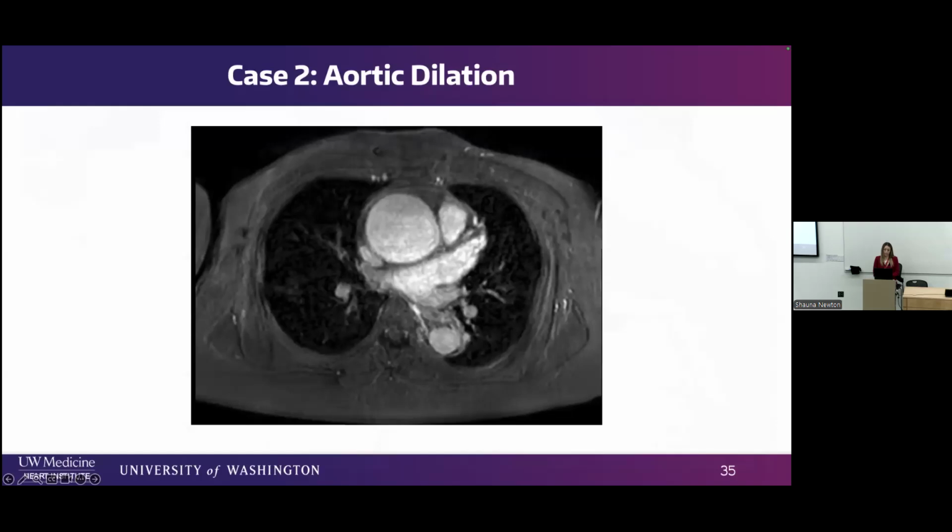An MRA is also performed, again to look for evidence of inflammation and to measure her aortic dimensions. Now it's been a little over 8 months since that CT scan where we showed that 5-centimeter aorta. Her aorta measures 5.6 centimeters. She has continued evidence of active vasculitis on her MRA.